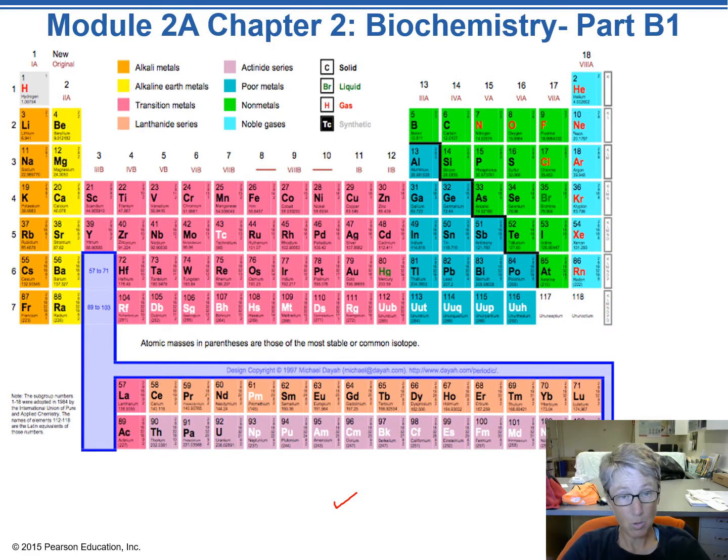It's continuing Chapter 2, so if you look at the Module 1 stuff, there was some Chapter 2 information in it. But now we're in Module 2A, Chapter 2, and we're going to talk about biochemistry. Biochemistry has 3 parts, so biochemistry 1, 2, and 3. Anyway, here's our periodic table of elements.